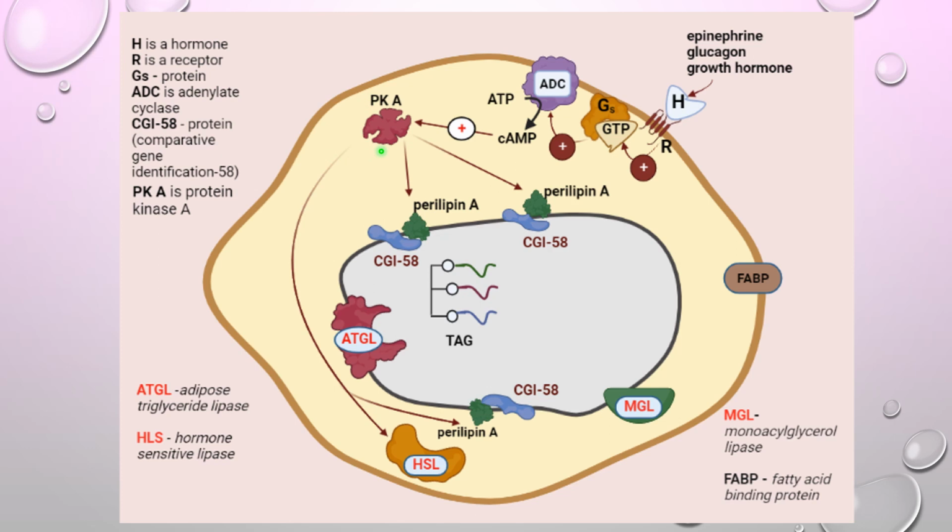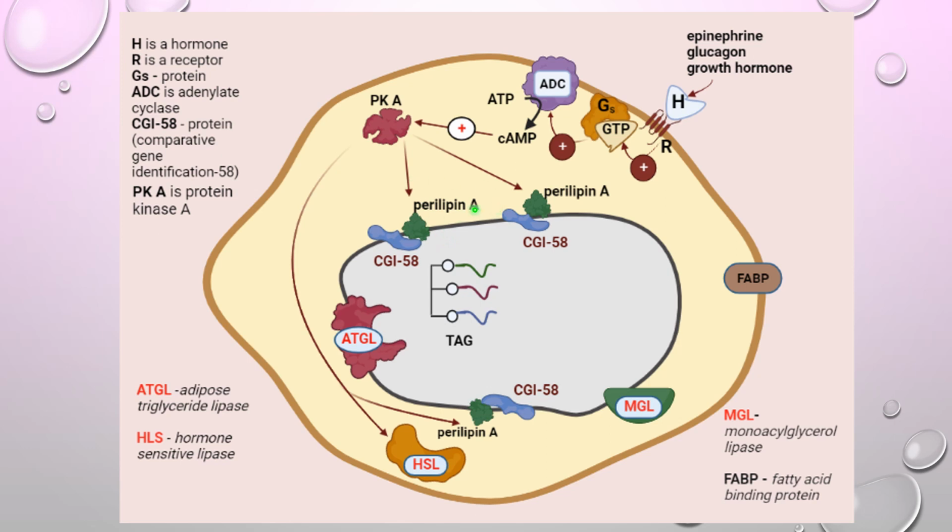Next component that I'll explain, PKA, protein kinase A. If you know, kinases are enzymes for phosphorylation. Kinases phosphorylate different compounds, or in this case proteins, because this is protein kinase. In active form, protein kinase can phosphorylate. First of all, perilipin A will be phosphorylated by protein kinase A.